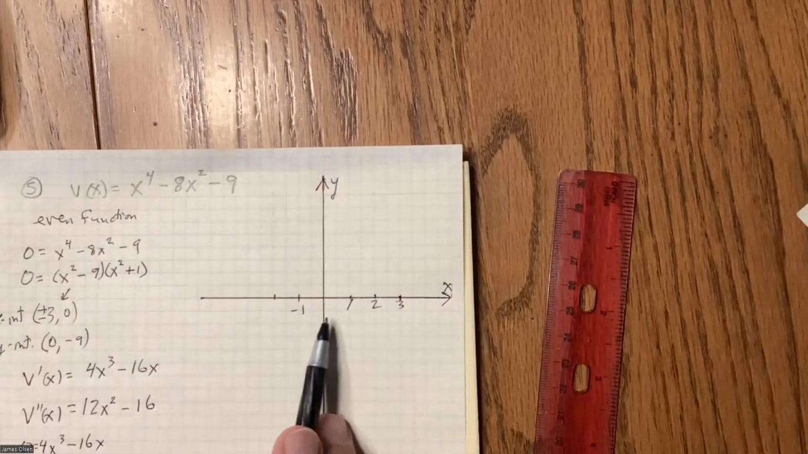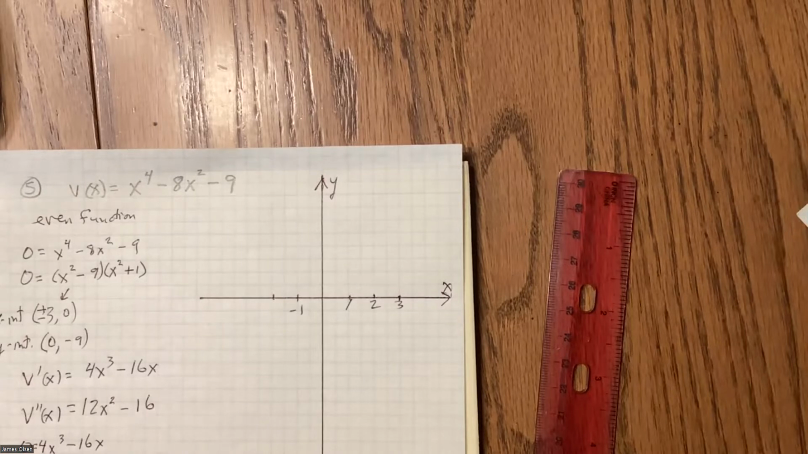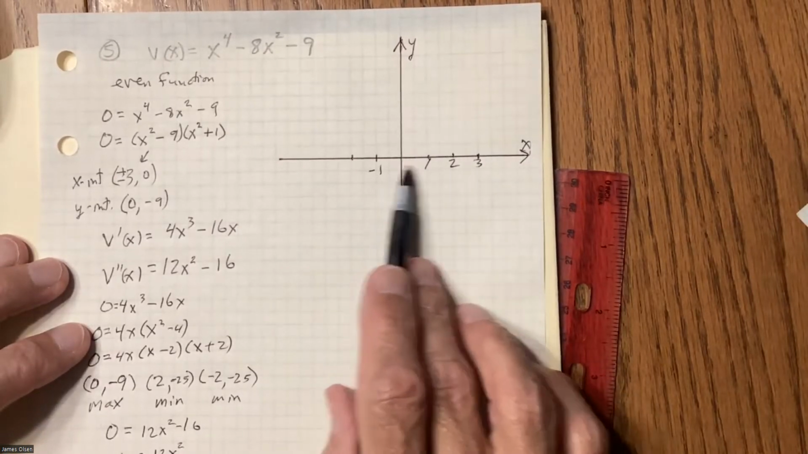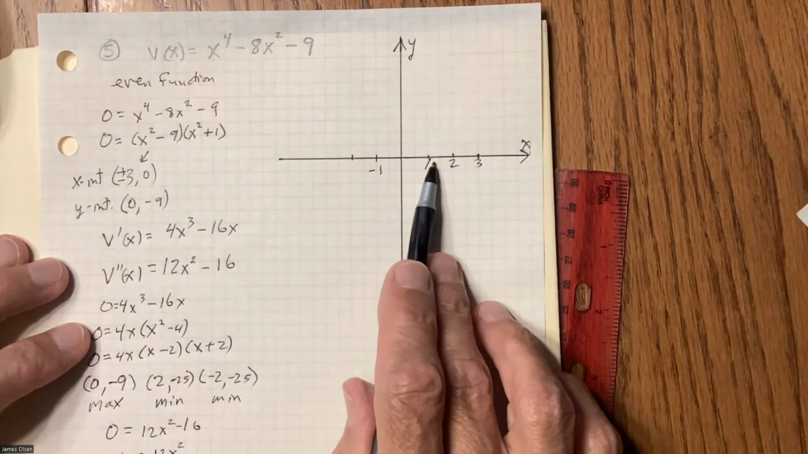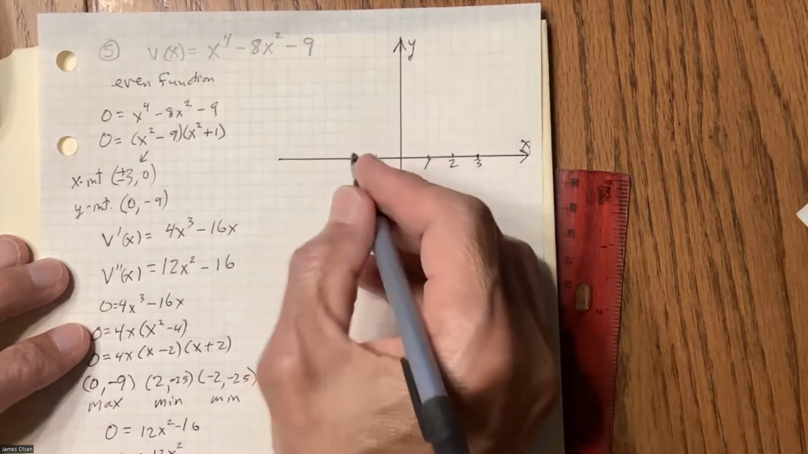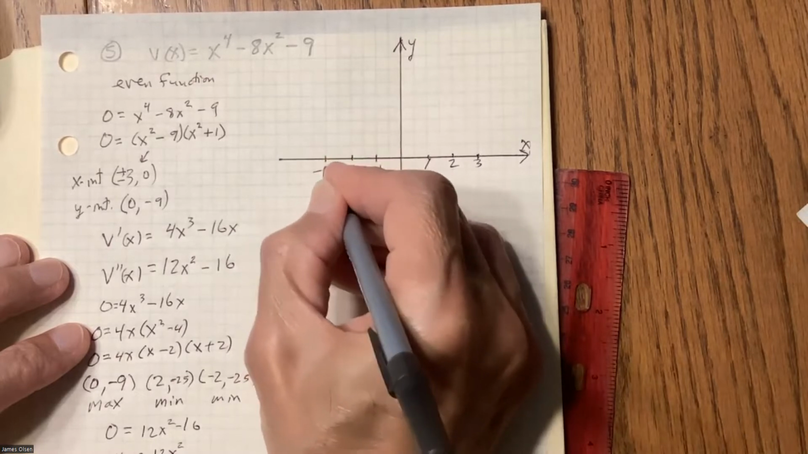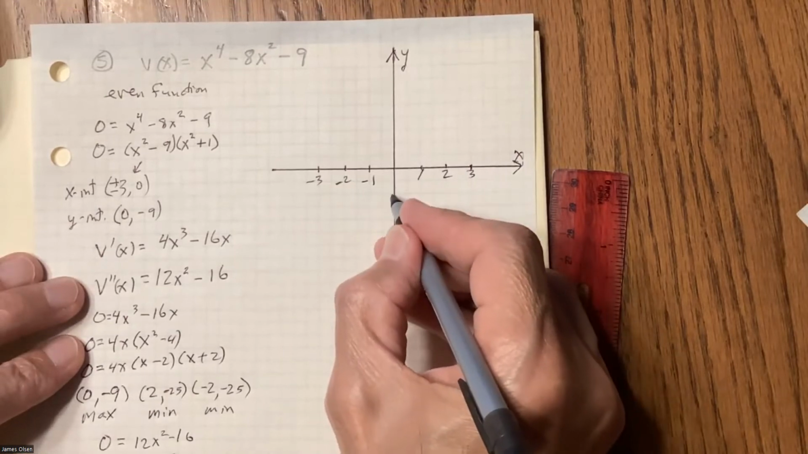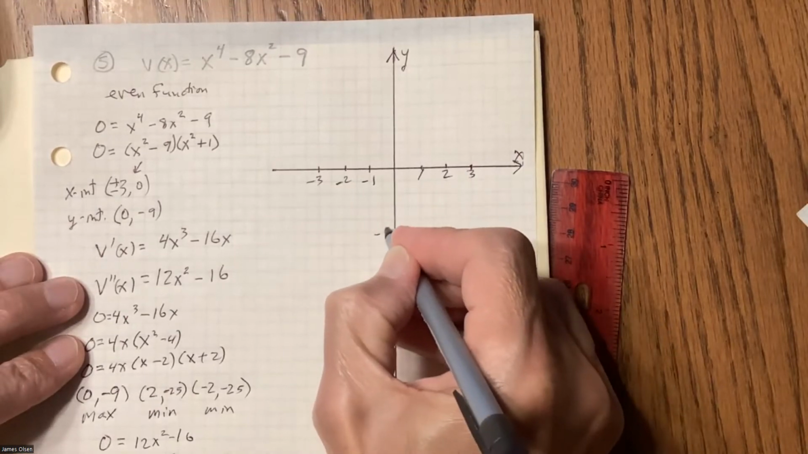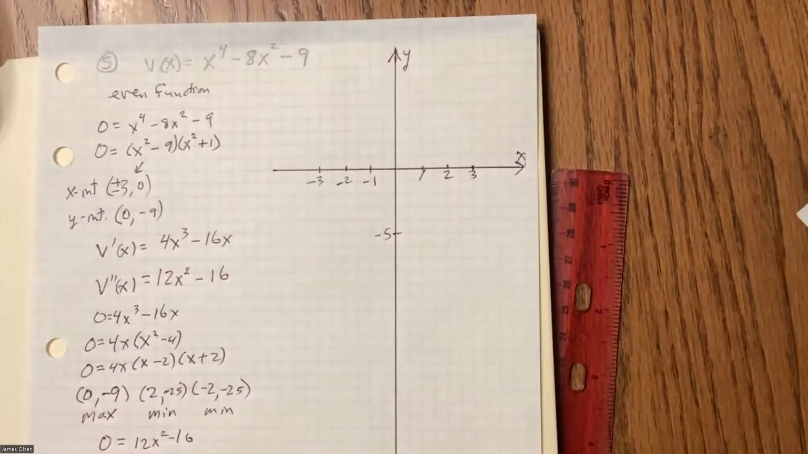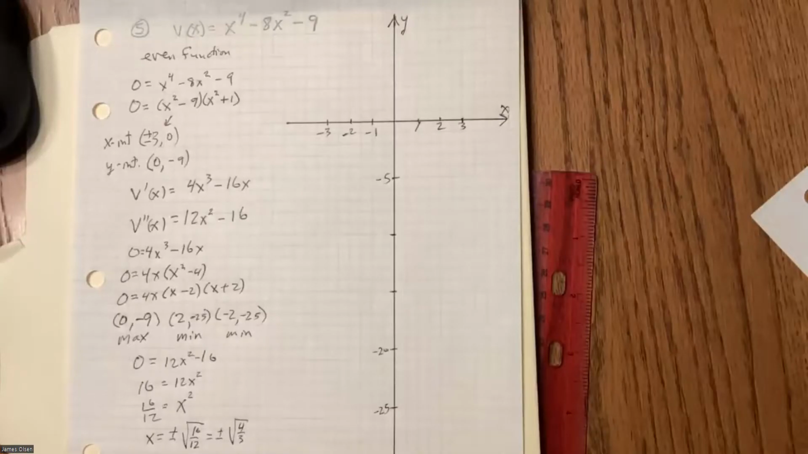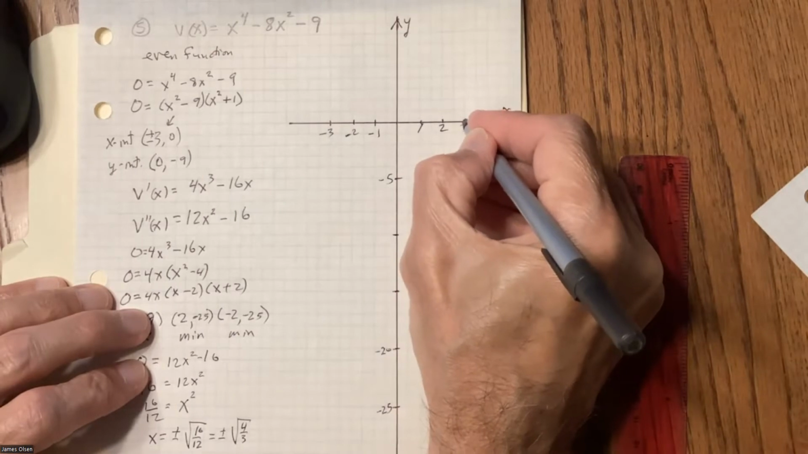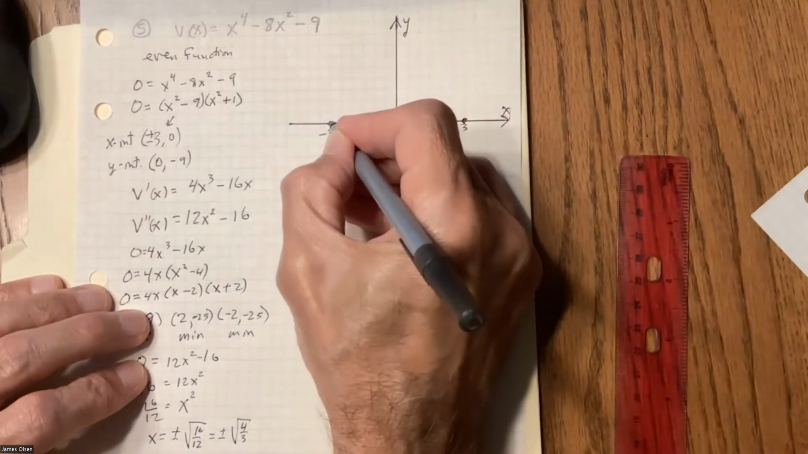I see that I have small values of x, but I have some big negative values for y. So I don't think I'm going to use the same scale. I think I'm going to have 2 squares of my graph paper be 1 on the x-axis. And on the y-axis, I think each square is going to be 1. So here's negative 1, 2, 3, 4. Here's negative 5, and so on. Okay, so let's get the points in here. We have symmetry, so every time we have a point on the right, we can have a point on the left.